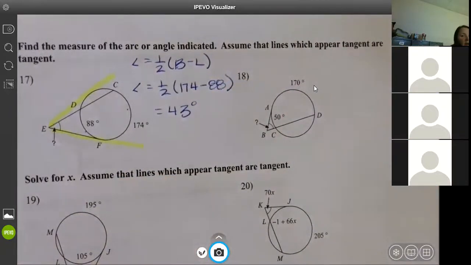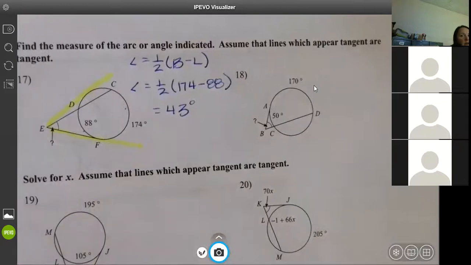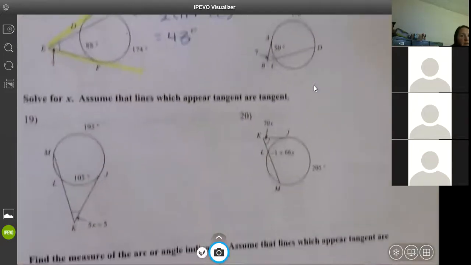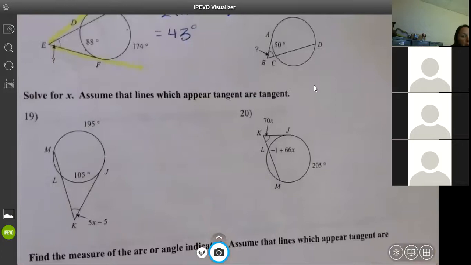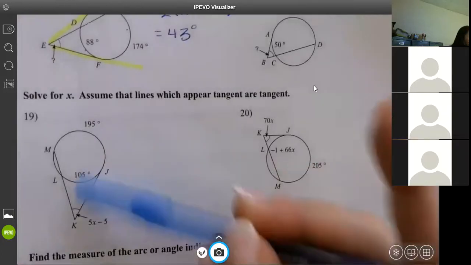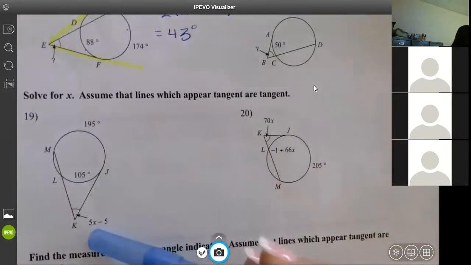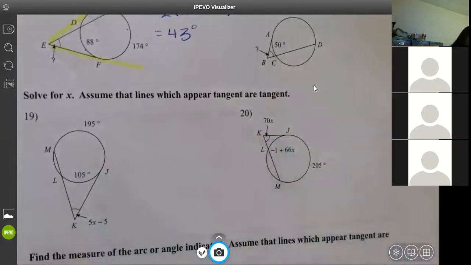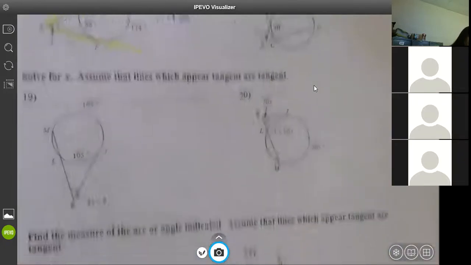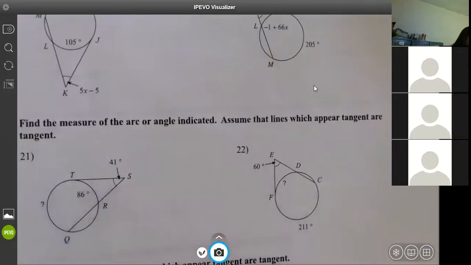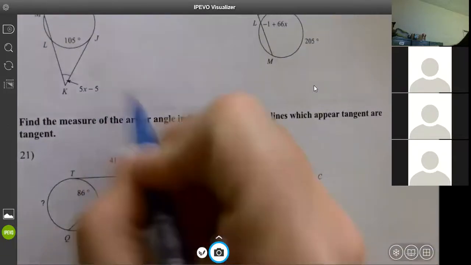18 is the exact same way, except you have 170 and 50. So it's the same exact way. We're going to skip over. This one is the same way. You're just solving for X. Everybody okay with one like that? All right. These two are exactly the same way. You're just solving for the arc instead of the angle.